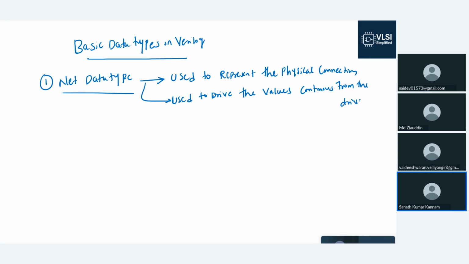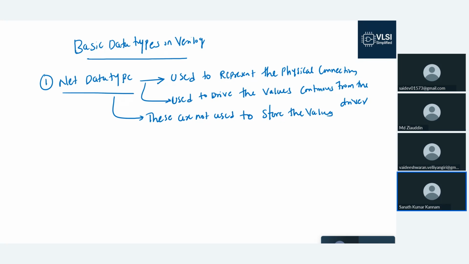So these are not used to store the value. These are used to drive the values. Okay, these net data types are not used to store the values.